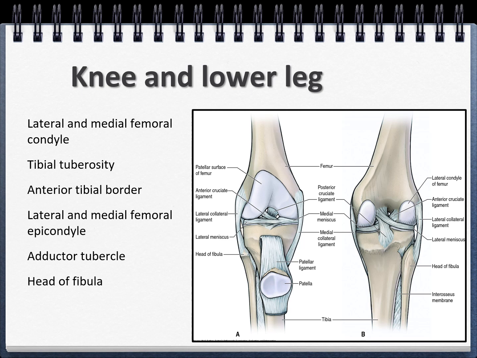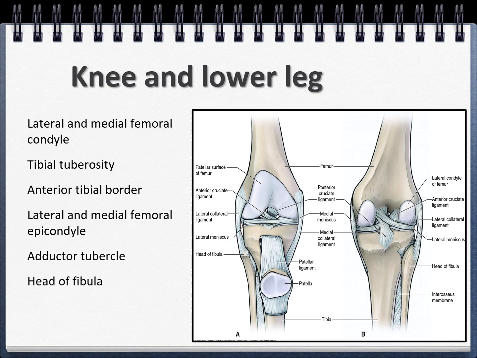Then we have the anterior tibial border, which is what is written on the tin. The lateral and medial femoral epicondyle. Now, an epicondyle is the bit you can feel sticking out. An epicondyle is a rounded projection. Whereas the condyle is what is underneath and articulates with the head of the tibia, the epicondyle sticks out a bit so you can feel it either medially or laterally.